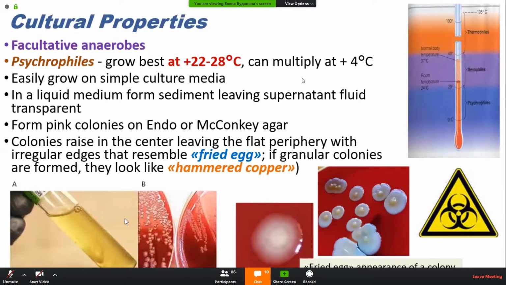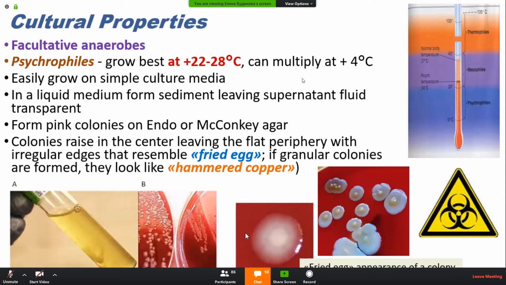And what is not typical for Enterobacteriaceae is the result of growth in liquid medium, because being facultative anaerobes, they grow on the bottom, leaving the supernatant fluid transparent. Well, then they're lactose negative. That is why they form pink colonies on Endo and MacConkey agar, widely used for culturing enteric parasites.